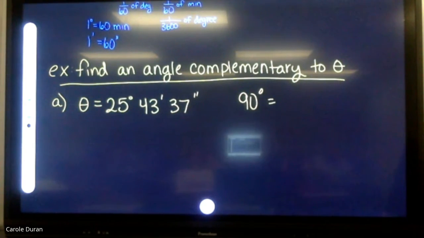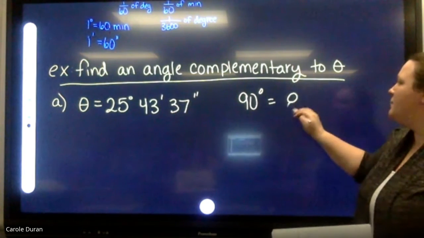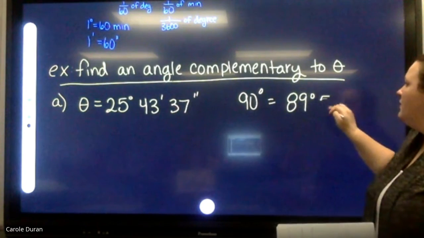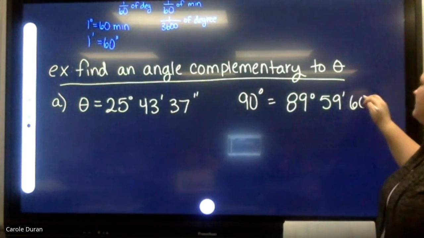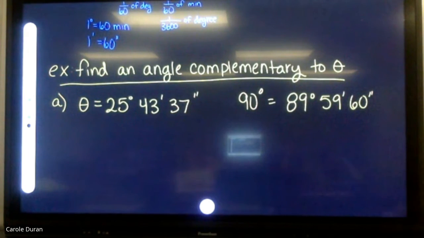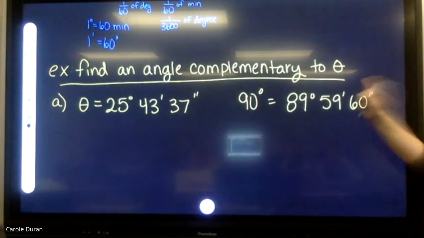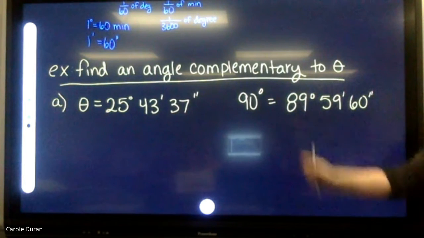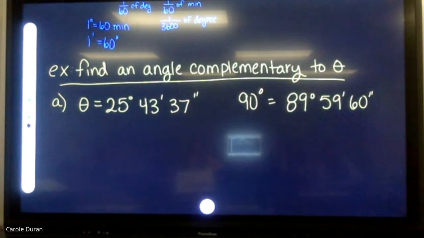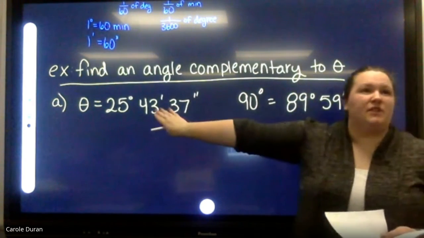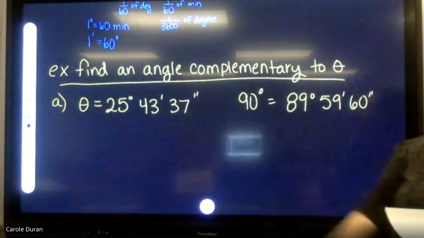But it's like 89. Yeah. So instead of 90 degrees, we're going to have 89 degrees, 59 minutes, and 60 seconds, because 60 seconds is 1 minute, which will add to this, which will make it another whole degree. So I just took 90 and split it up so I had degrees, minutes, and seconds present to do the subtraction with. So now I'm going to take this 90 degrees and subtract from it the 25 degrees, 43 minutes, and 37 seconds.